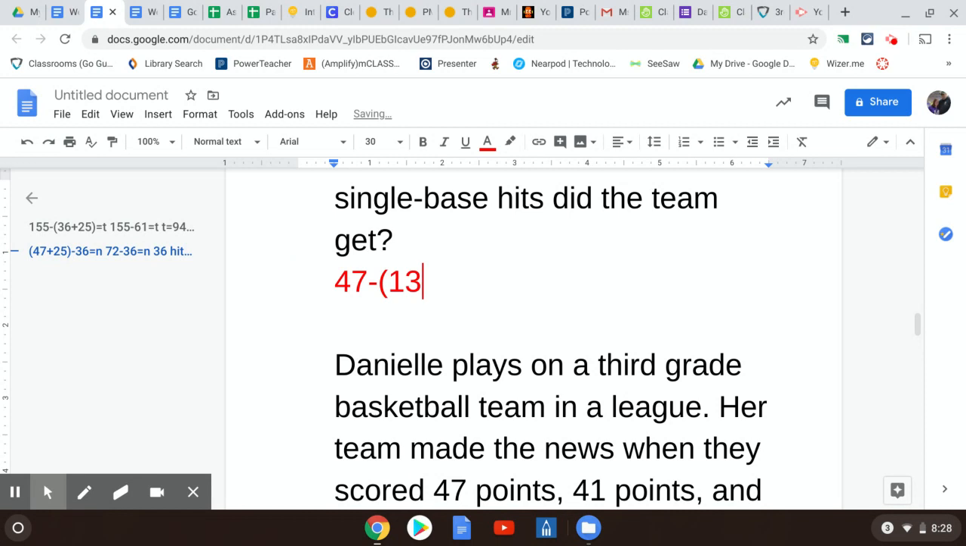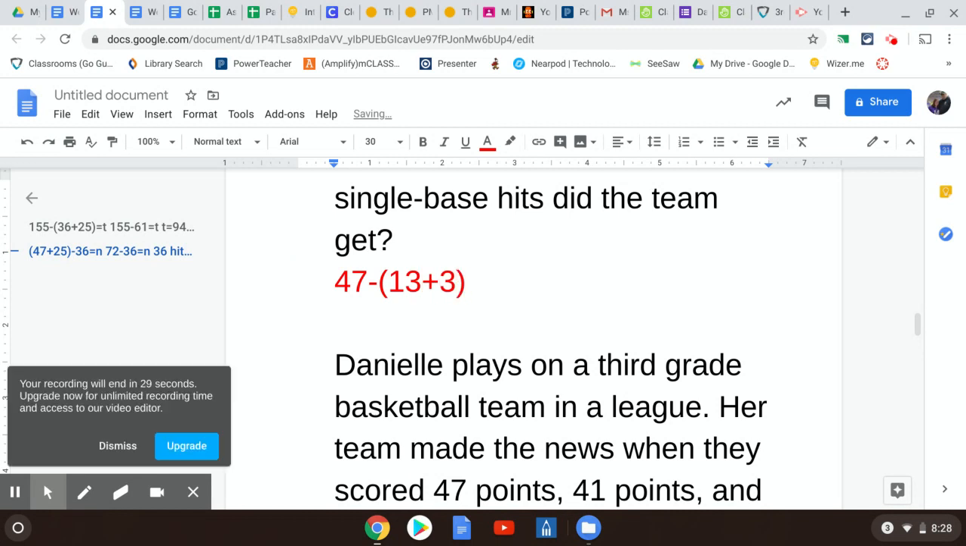So you'll take 13 plus 3 in parentheses, because you need to do that first, equals your total. So once again, parentheses first, 13 plus 3 equals 16. So you have 47 minus 16 equals S. And then when you take 47 minus 16, you get 31 singles.